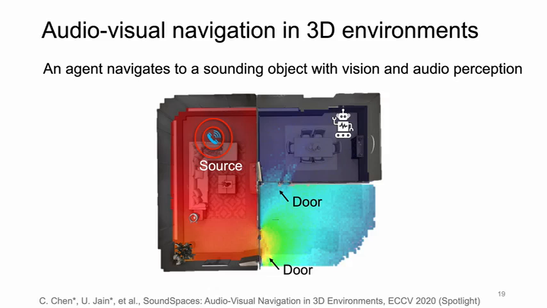With this simulation, we then introduce the audiovisual navigation task, where we define audiovisual navigation as an intelligent agent navigating to a sounding object with vision and audio perception. This is again important for robotics applications. In this figure, the top-down map is overlaid with the acoustic pressure field, where the gradient of the field reflects the distance the agent needs to take to reach a goal.